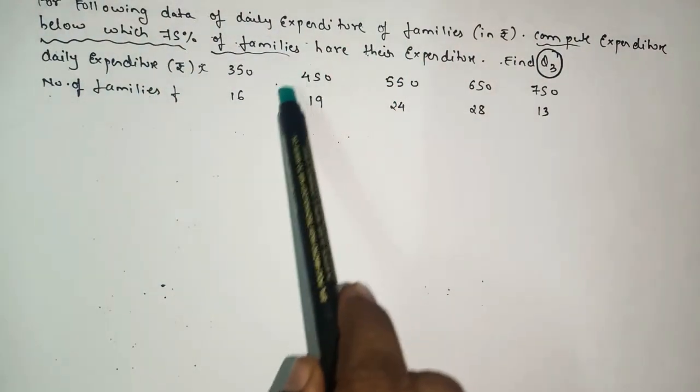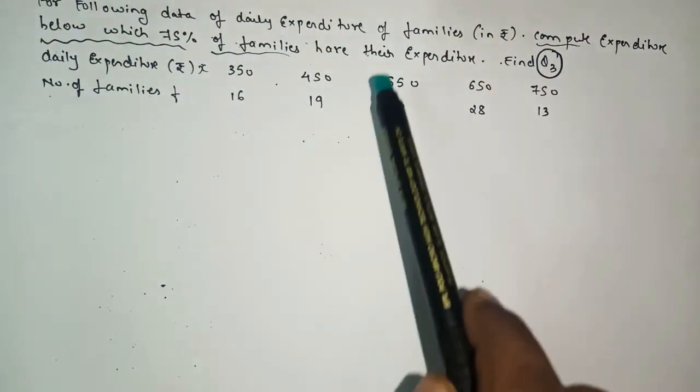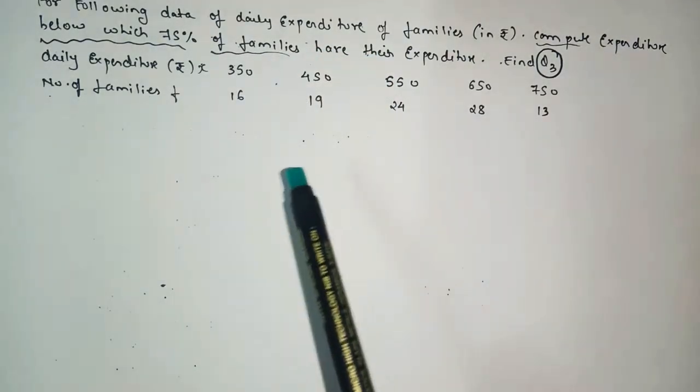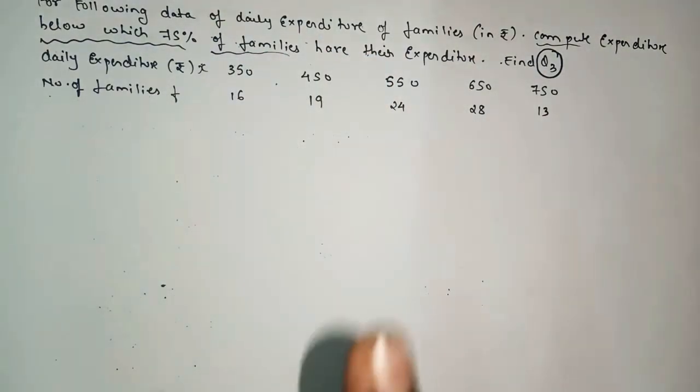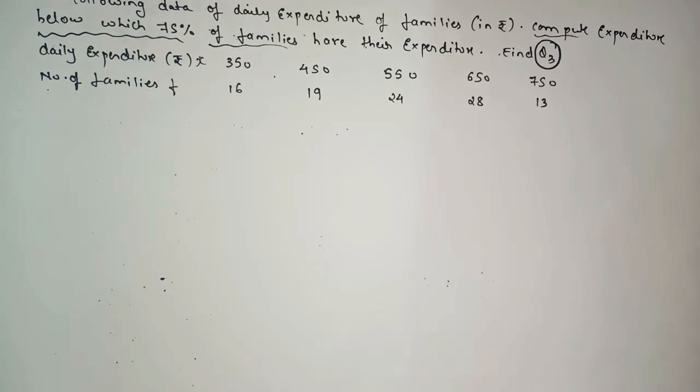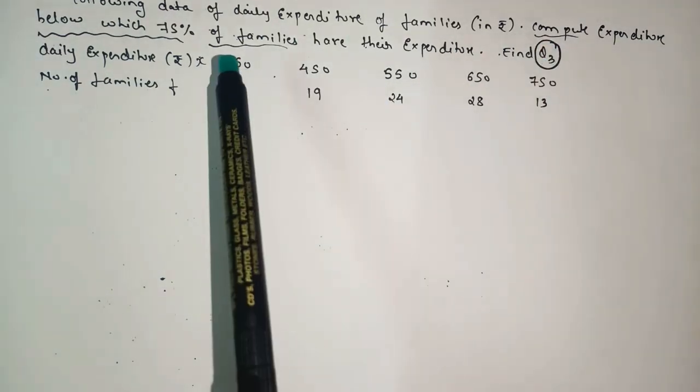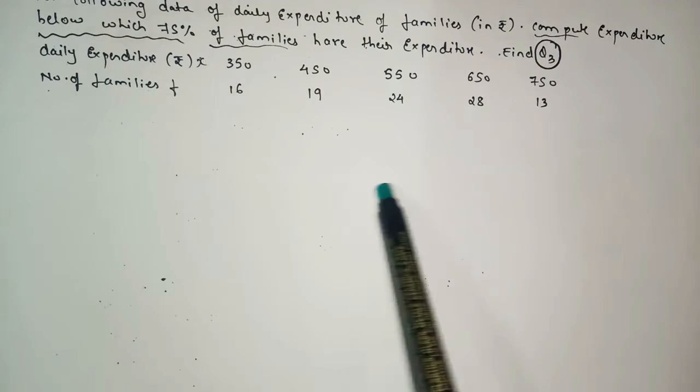There are 90 number of family, 19 whose daily expenditure is 450. So as for this question, there are two different methods to solve the sum. The first method is like the previous one, type number one, as we did type number one. So how can we solve this sum by type number one?